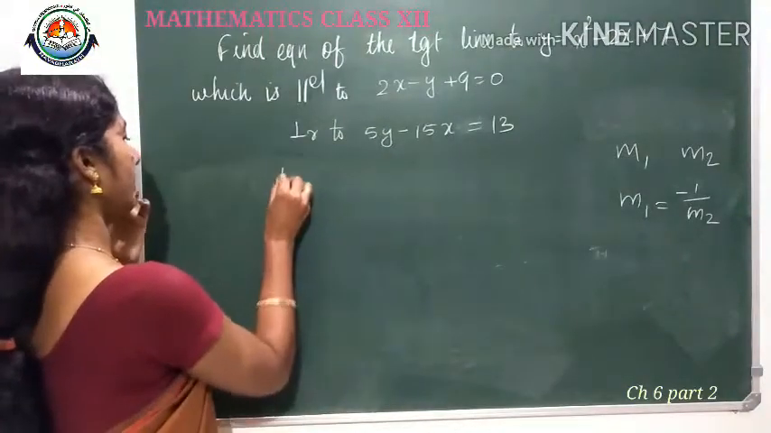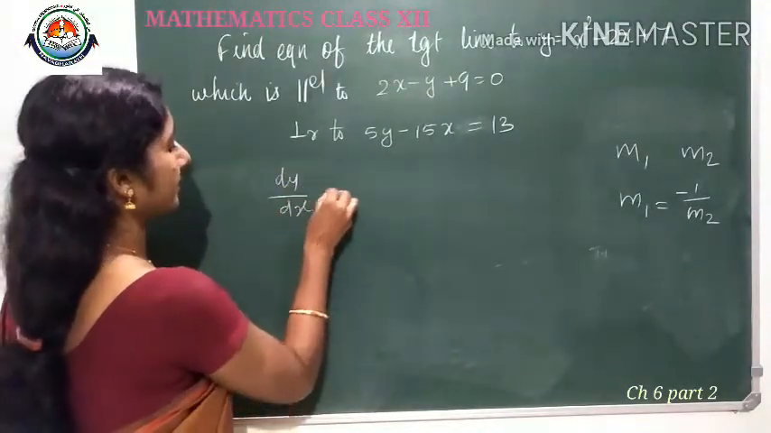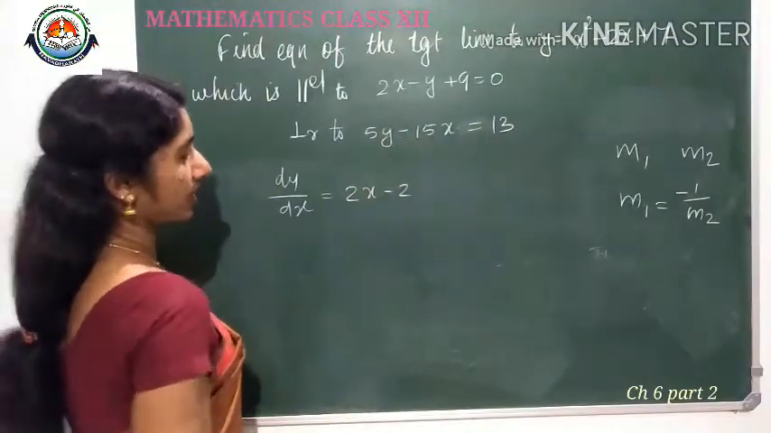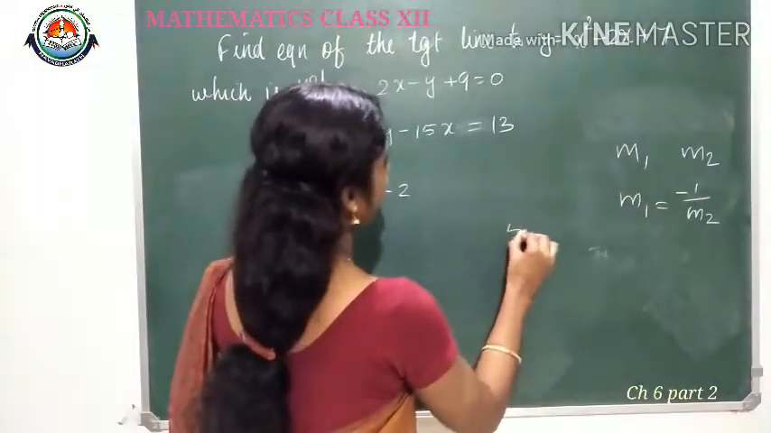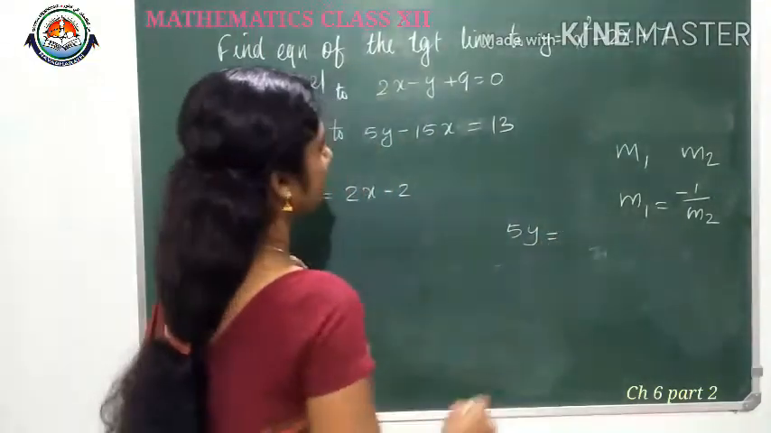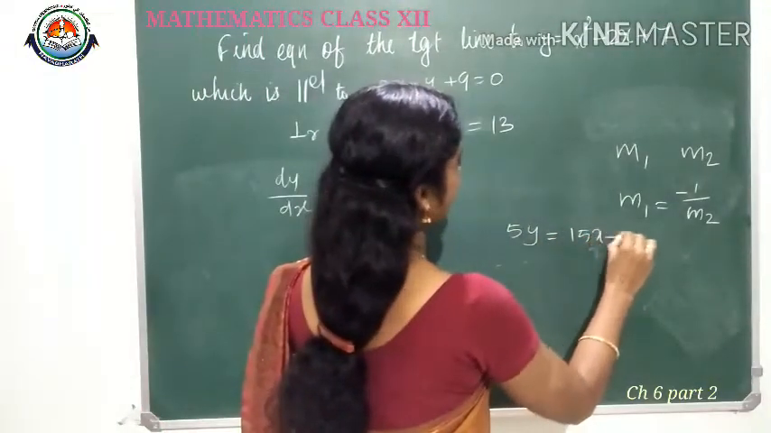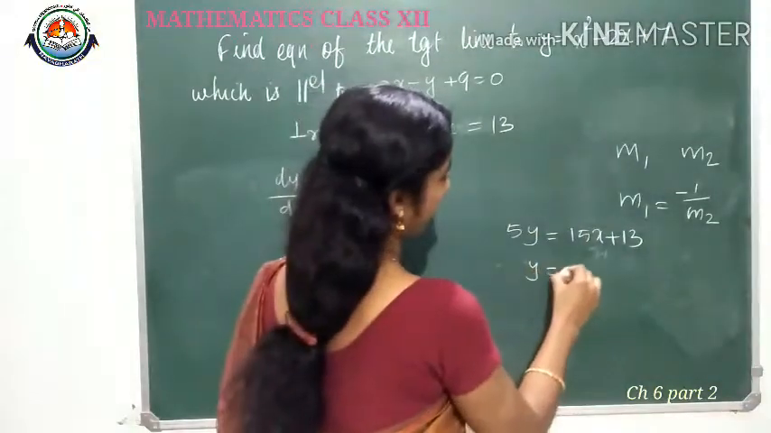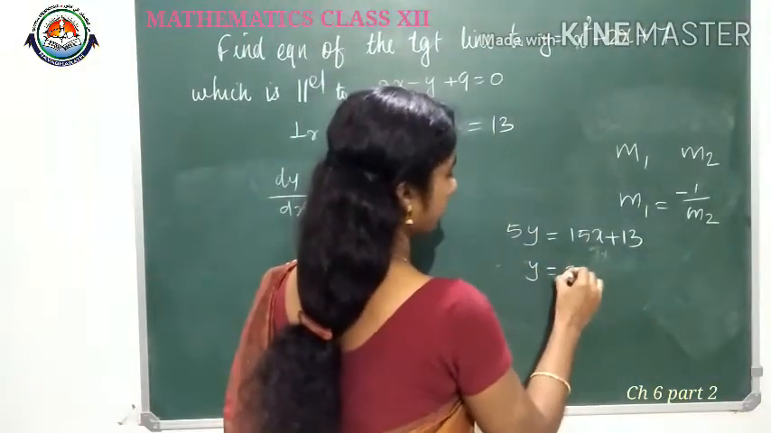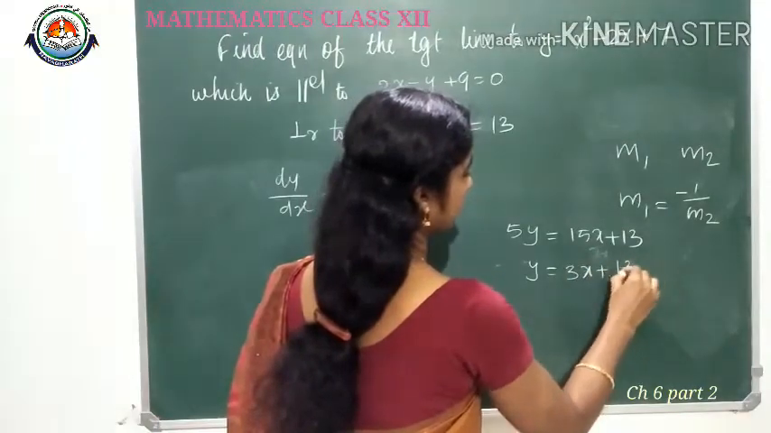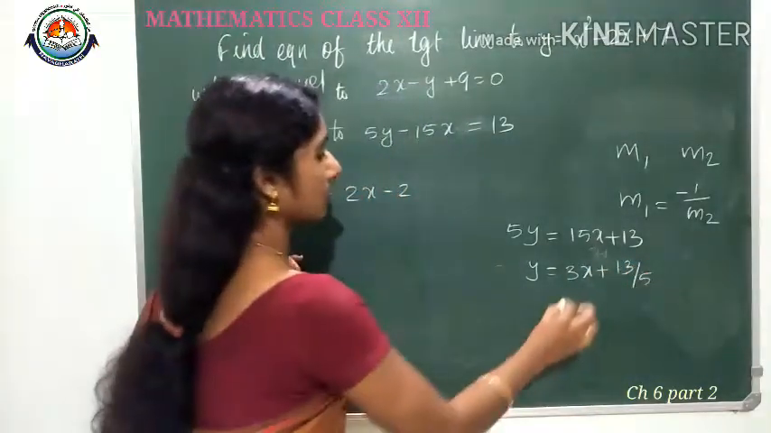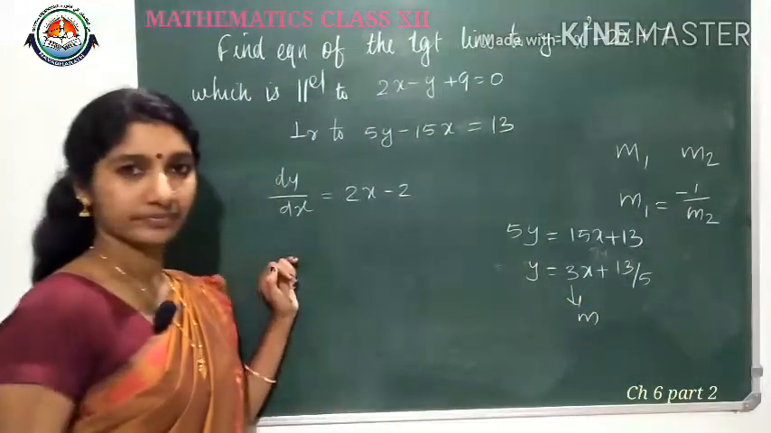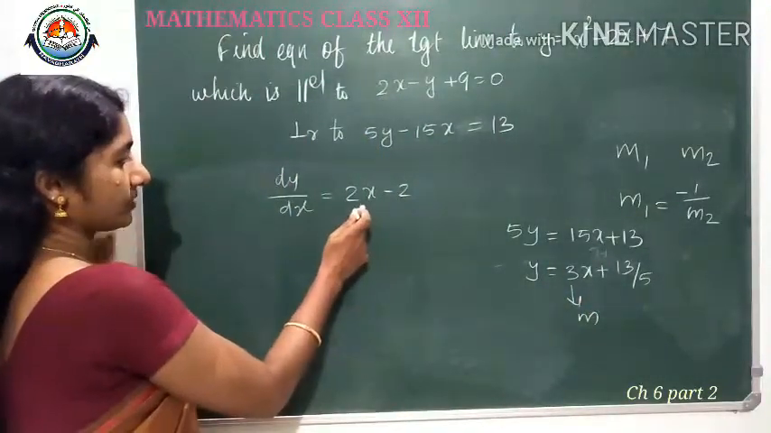We already found dy by dx; we got it as 2x minus 2. What is the slope of this straight line? 5y equal to 15x plus 13. I took 15x to the right side and divided by 5, so it is getting y equal to 3x plus 13 by 5. So, what is the slope? Slope is 3.